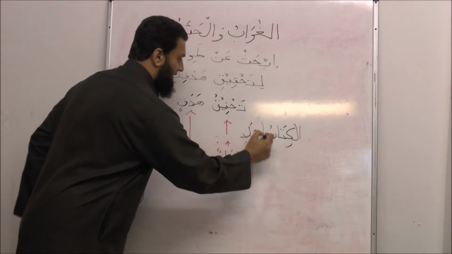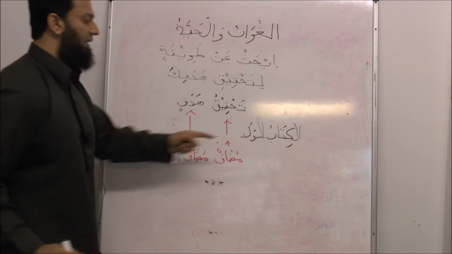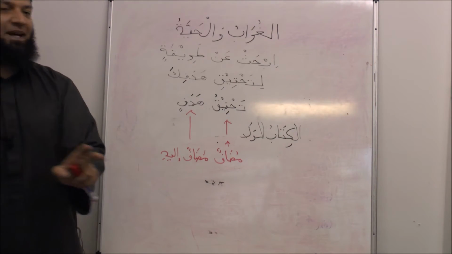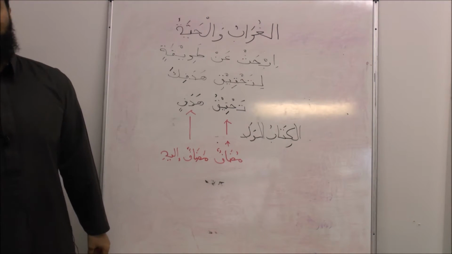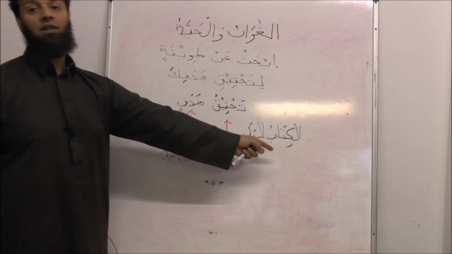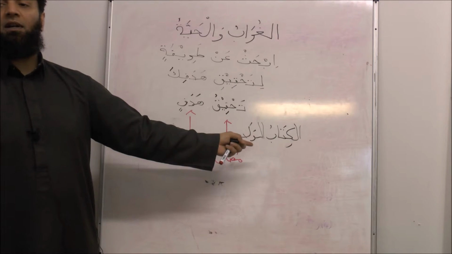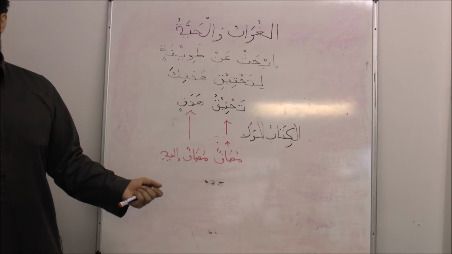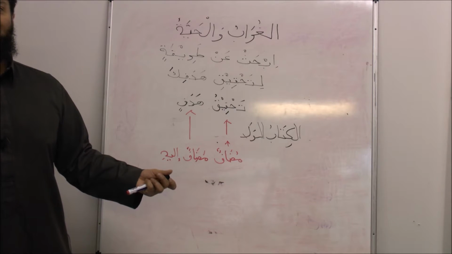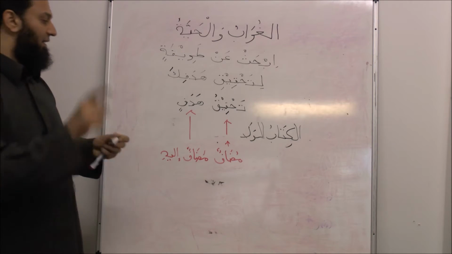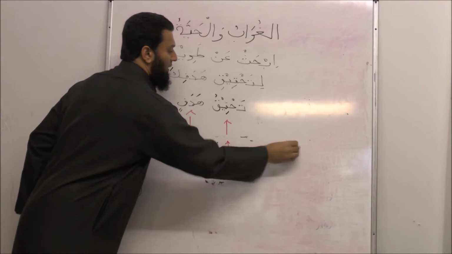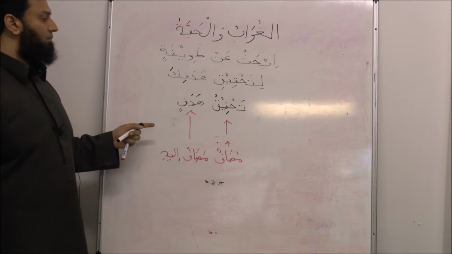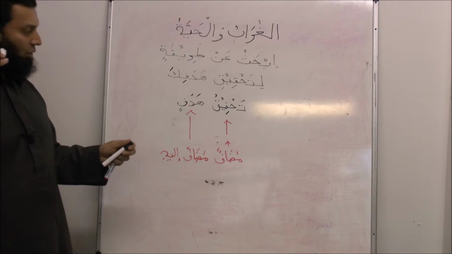If you ever see al kitabu, then al walad, don't assume automatically that's an idaafah. Because it cannot be, as that's got an al on it. What does that mean? Al-kitabu al-walad. The book, the boy. It can't mean anything other than that. So, going back to our example, tahqiqu hadafin. What does tahqiqu hadafin mean? Accomplishing a goal.